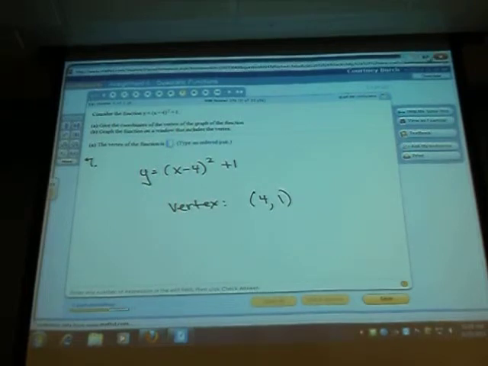Mm-hmm. So just think of it: when it's two negatives, it makes it positive. When there's a positive and a negative, it stays negative. But k would stay the same. k stays the same, h changes sign.